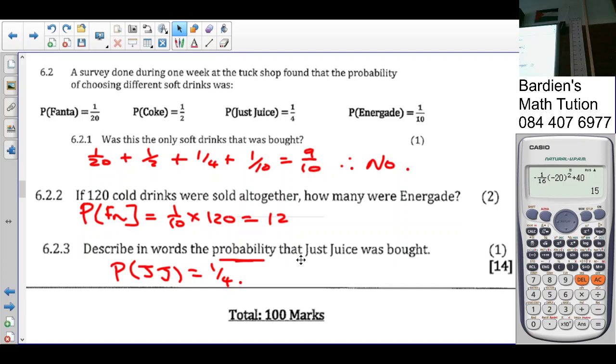Okay, that basically brings us to the end of the paper. Any questions here quickly before we wrap up? With regards to paper 2, we're not going to do paper 2 in video format.